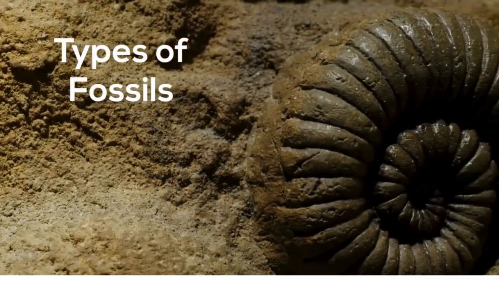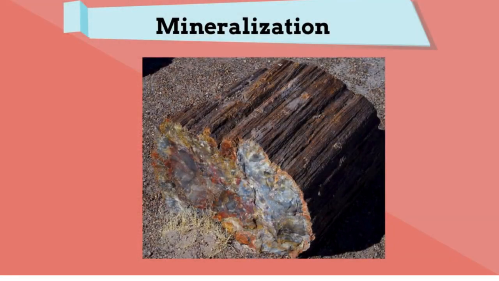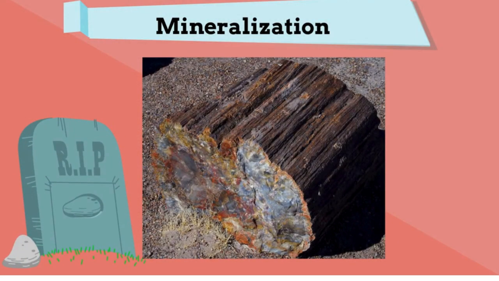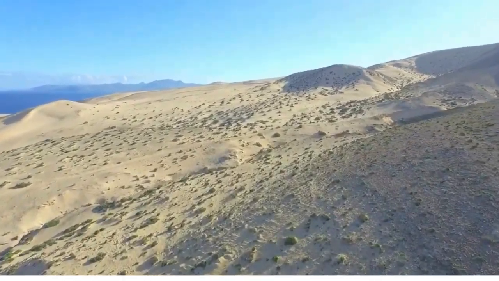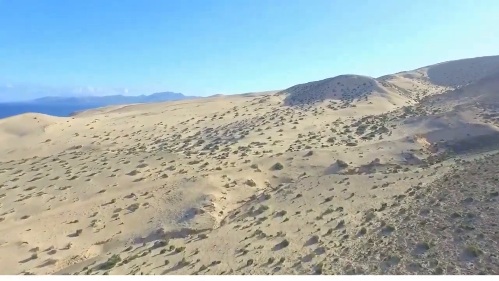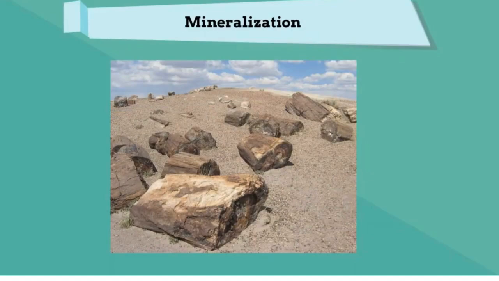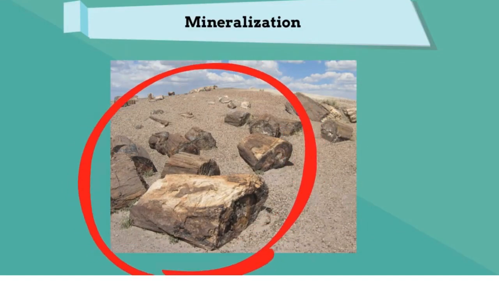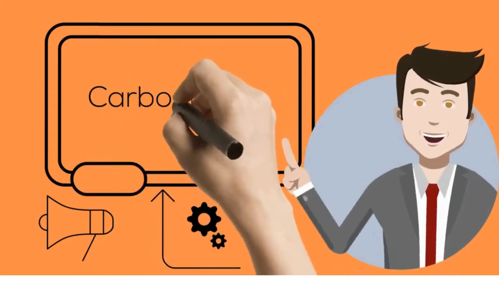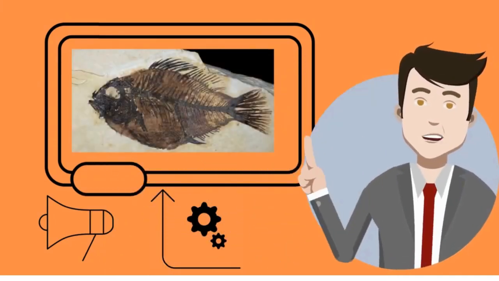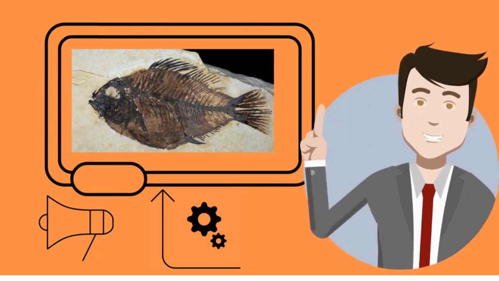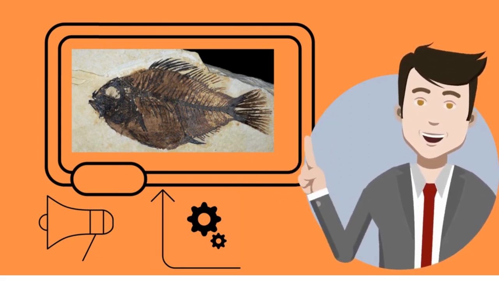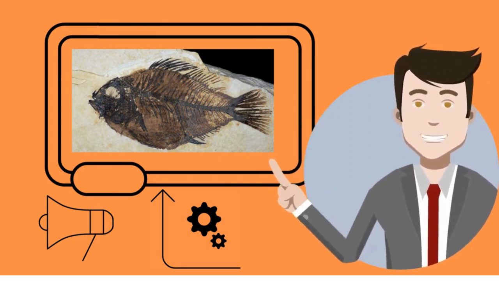Up first, mineralization. This is when an organism dies and is buried under sand and other sediments. Minerals in the water begin to replace the organism's original materials and will harden and become almost like a rock. For example, petrified wood is an example of mineralization. Next is carbonization. This occurs when an organism dies and is compressed. Over time, eventually, all that remains is a carbon outline of the original organism.